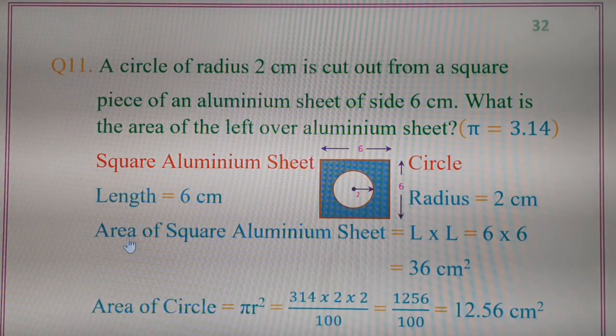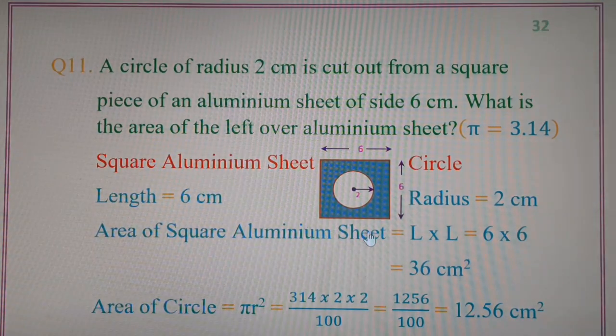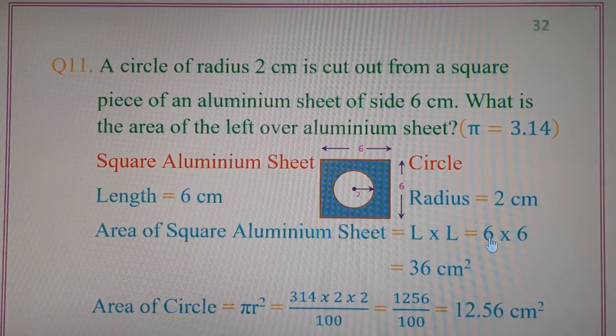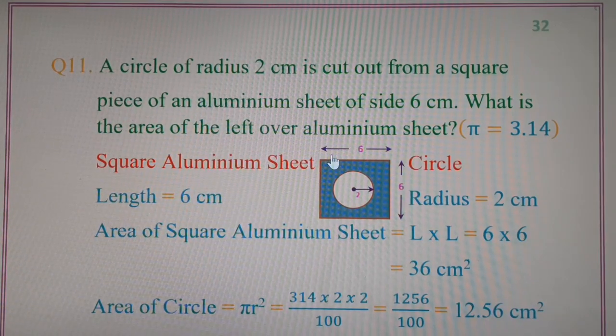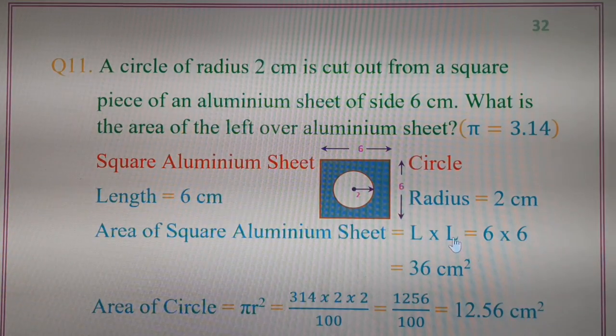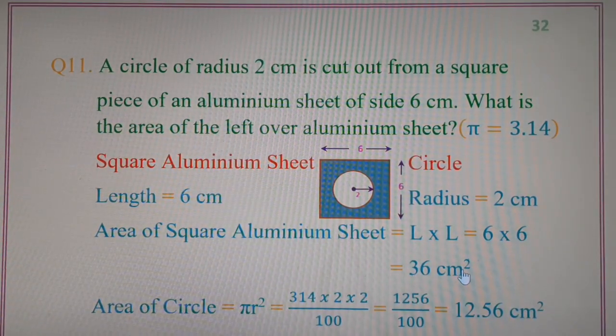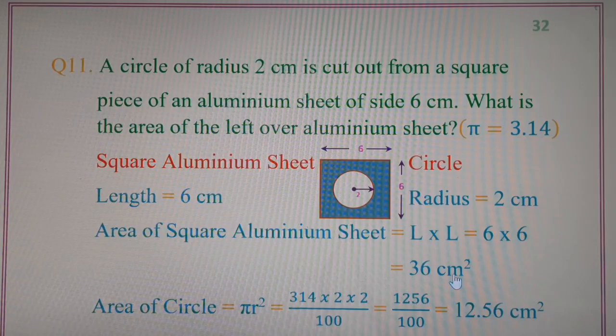What we have to first find out? We have to first find out the area of the square aluminum sheet. Now area of square is given by the formula L into L, that means 6 into 6 we have to multiply. The length of the square is 6 cm, so we multiply it 2 times. Length into length, that is 6 into 6. The answer is 36 cm square. So area of the square aluminum sheet will be 36 cm square.